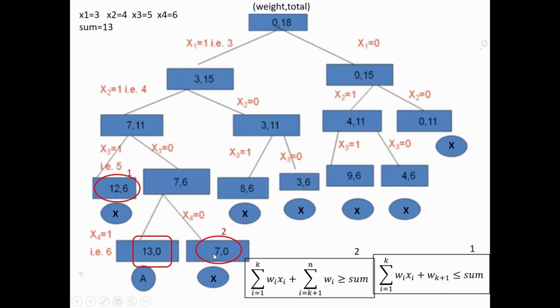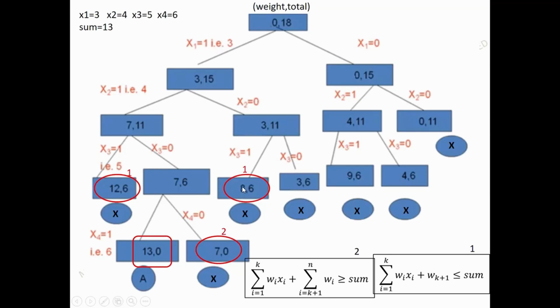So this condition is again being violated, that is the second constraint is being violated by this node, so no further exploration of this node will be done. Now considering this node, here in this case, the first constraint is being violated.